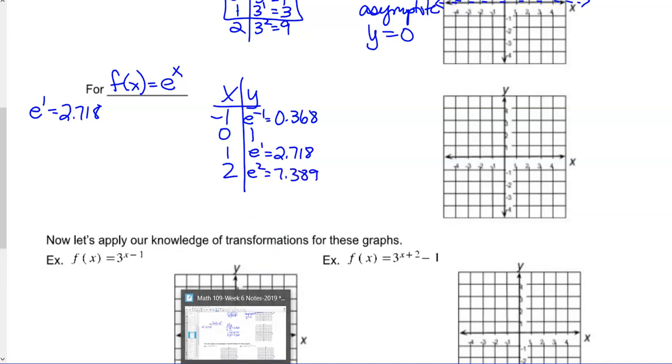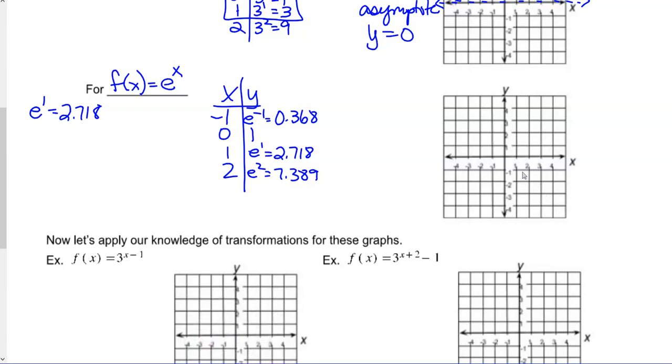So these are the points, not very nice, but they are points that I can plot. At -1, we're at 0.368. At 0, we are always at 1. Don't forget that, 0, 1. At 1, we are at the base, which is approximately 2.78, which is about there.